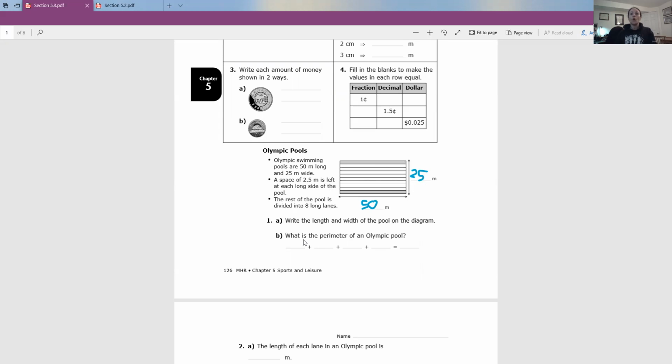We already did. What is the perimeter of the Olympic-sized pool? So 50 plus 25 plus 50 plus 25, you should get 150. I will let you guys fill that in on your own.